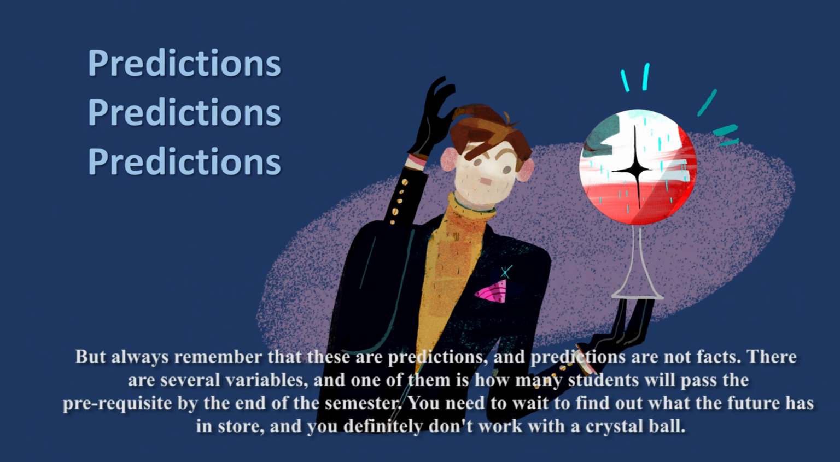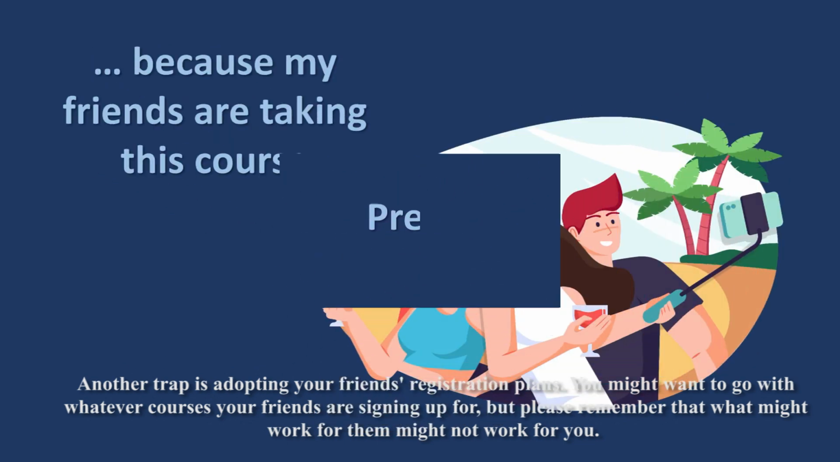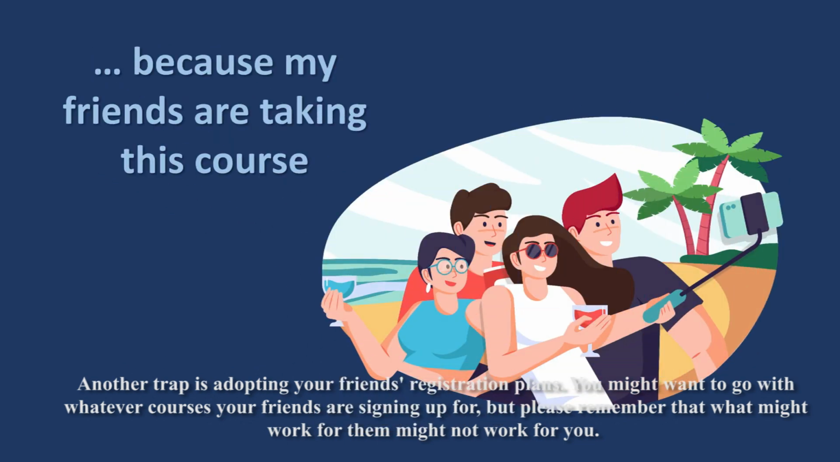But always remember that these are predictions, and predictions are not facts. There are several variables, and one of them is how many students will pass the prerequisite by the end of the semester. You need to wait to find out what the future has in store, and you definitely don't work with a crystal ball. Another trap is adopting your friends' registration plans.